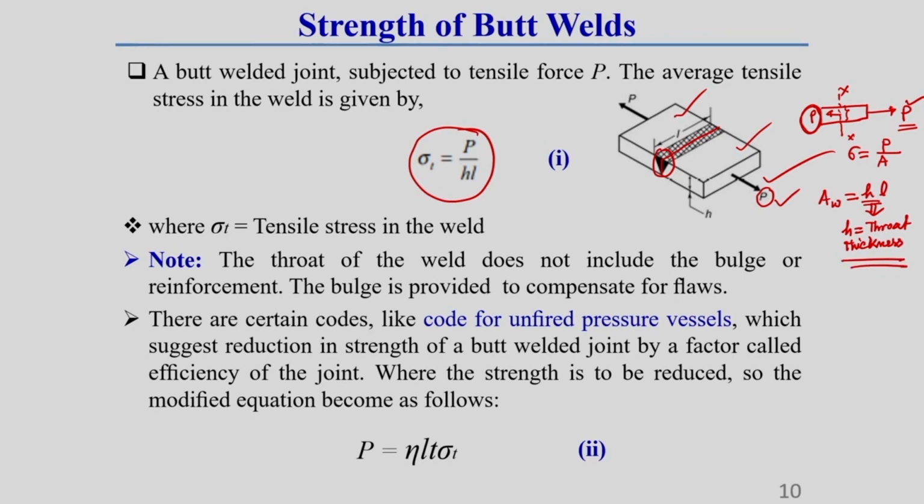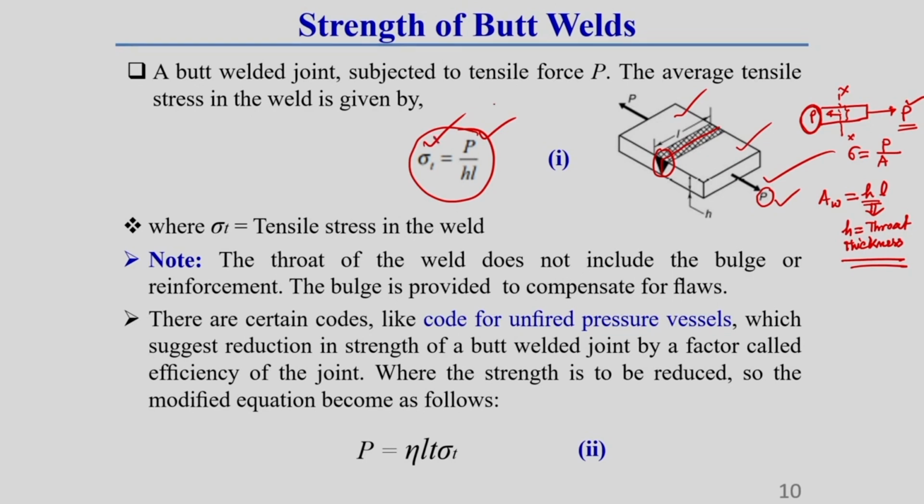If this external force is tensile in nature, then in this weld cross section there will also develop a tensile normal stress. So, this tensile normal stress we can represent as sigma T, which is equal to P. This P should be the resisting force, which acts opposite to the direction of the externally applied load, and whose magnitude is the same as the externally applied load. So, stress is always calculated based on the resisting force developed internally in the structure due to external load.